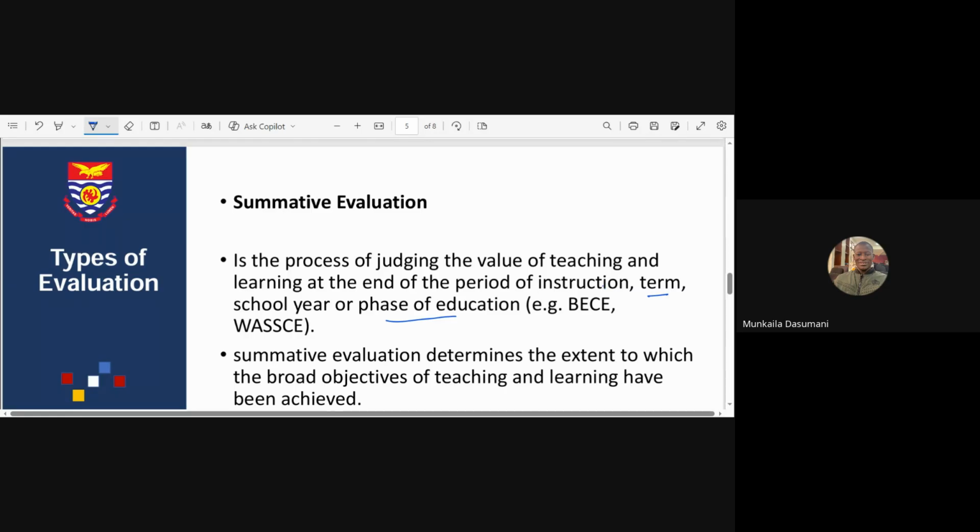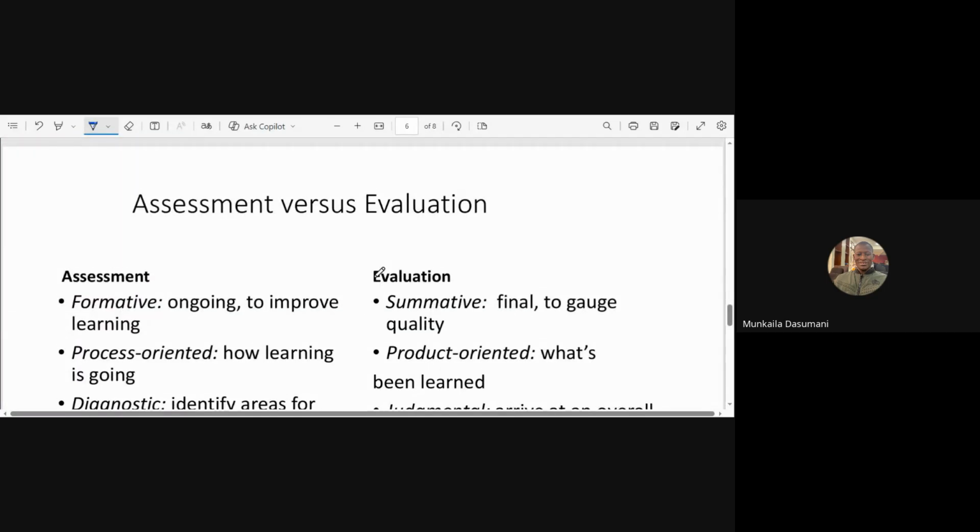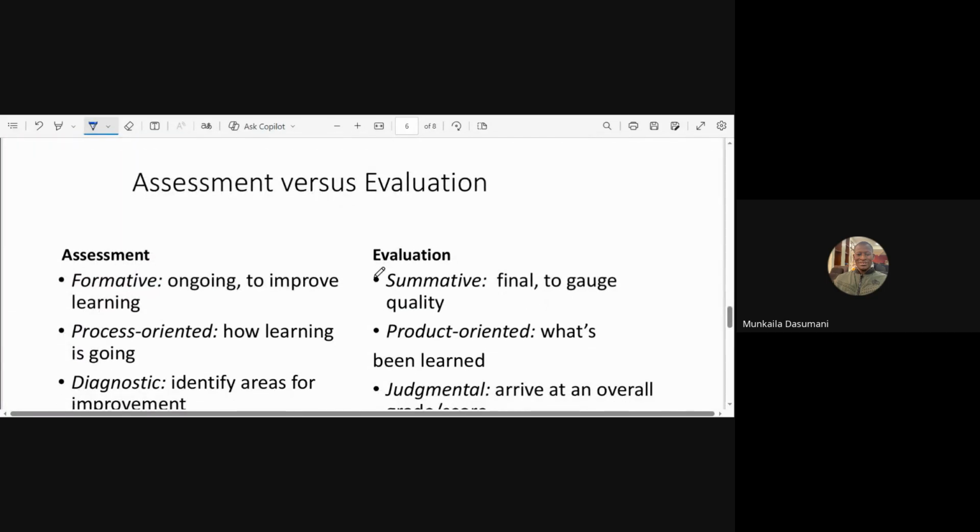The whole of the accounting syllabus. This is the student's achievement. So actually it's very broad. It's very broad. So that is the evaluation, summative evaluation. And then we can also look at assessment versus evaluation. The differences are here. So we can see them here, assessment and evaluation.